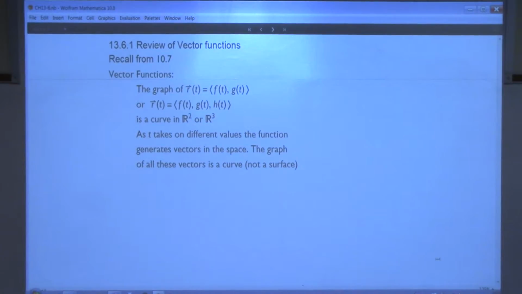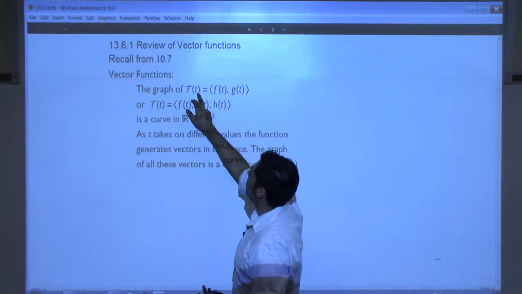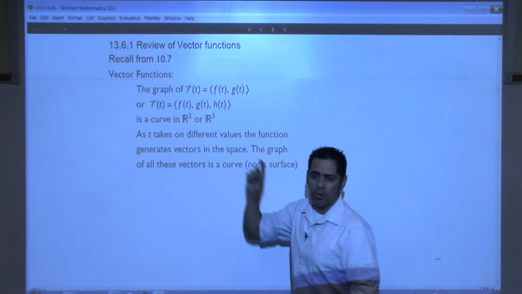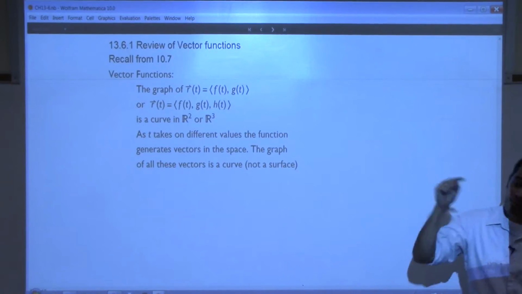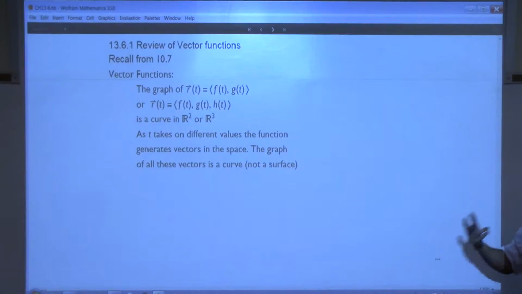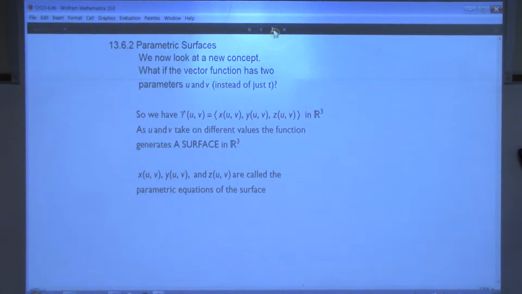All right, remember from chapter 10 that if we defined a vector function r of t to be f of t, g of t, or if we do it three-dimensionally, then this drew a curve. And I told you back then that later on we would be able to do something like this and be able to draw surfaces. And that's what this section is about. Can we draw a surface with a vector function? And the answer is yes.